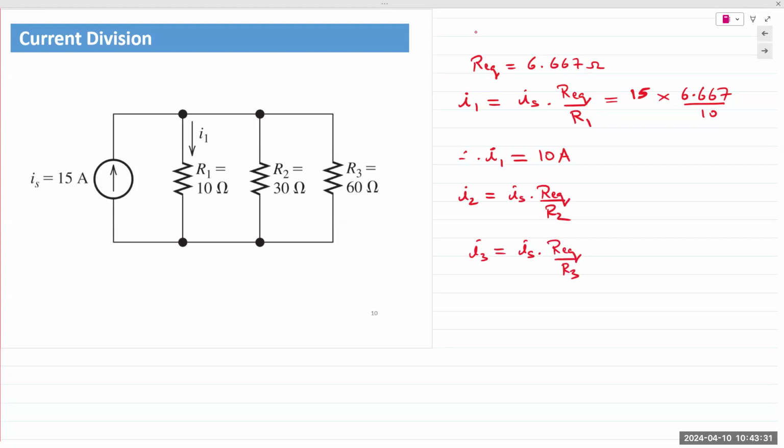R2 is 3 times R1. R3 is 6 times R1. Current is inversely proportional to resistance. So the value of I2 would be 1/3 of I1. Current I3 would be 1/6 of I1. Make sense? Right? These are small things to keep in mind when you're trying to solve so that you can verify your answers as you go along. Okay.